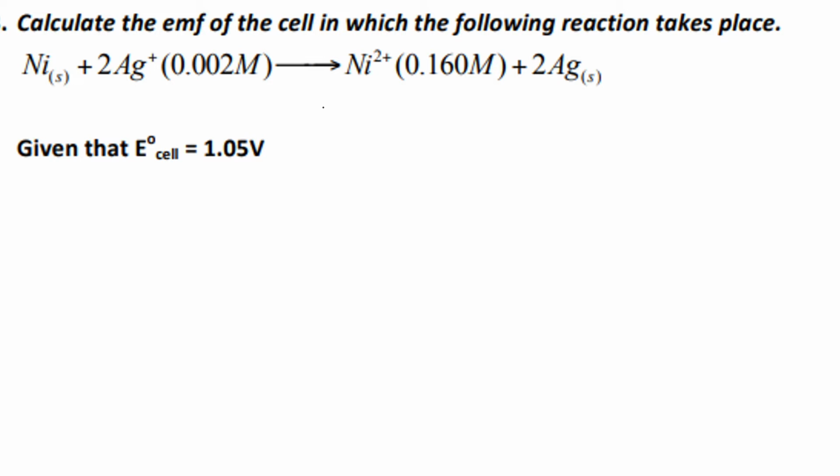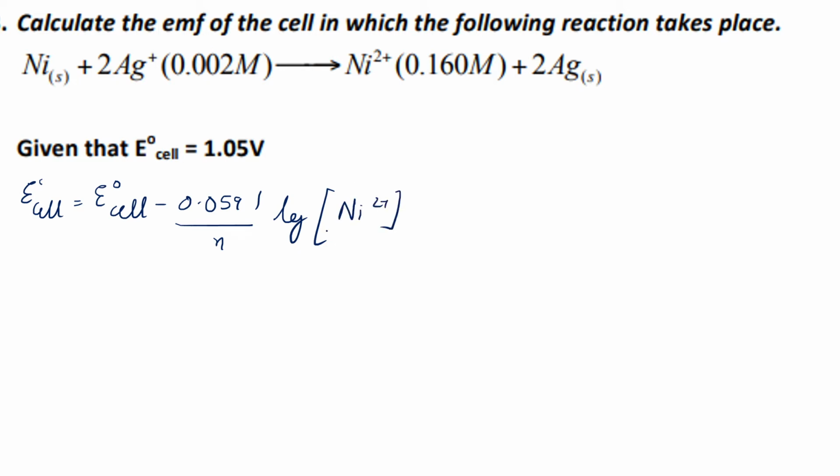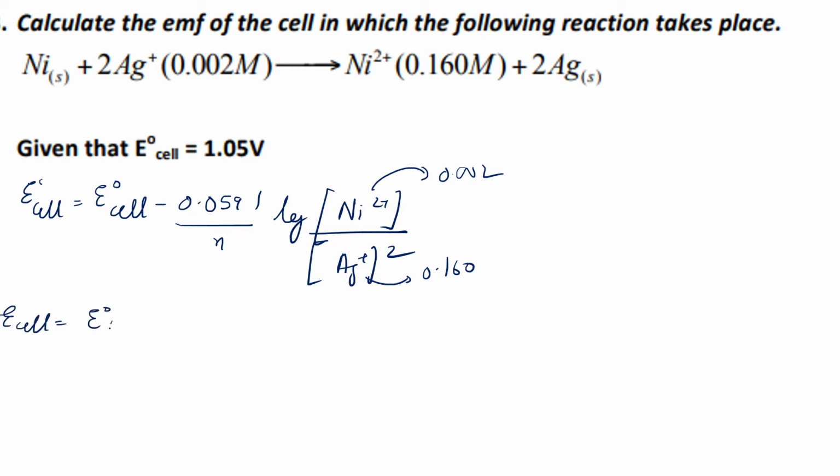So for the Nernst equation, what we have is E cell is equal to E naught cell minus 0.0591 by n log of, they have provided the equation, so it will be easy to write for you this time. Nickel 2 plus divided by silver ions raised to power 2. So substituting the values over here, nickel 2 plus is 0.002 and silver is 0.160. So again rewriting the equation, E cell is equal to E naught cell.